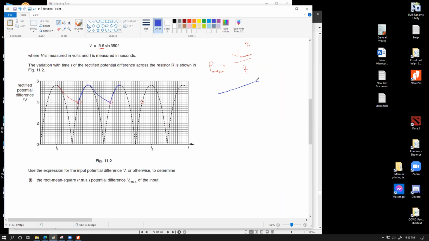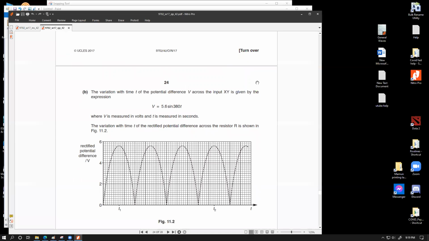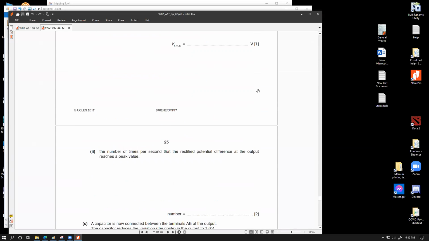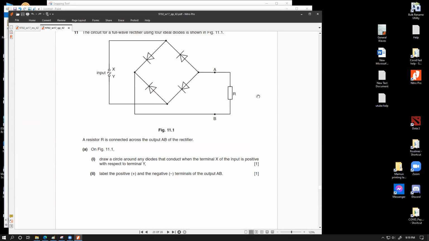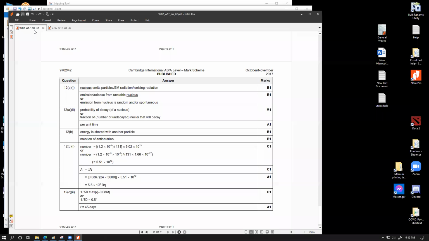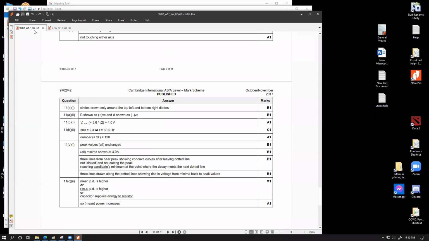And that's how I would write the answer, but I'll have a look at the mark scheme to see how they would appreciate this answer. This is 11C. It says mean PD is higher or RMS PD is higher, capacitor supplies energy to resistor, so mean power increases. So they didn't bother to write the equation, they just mentioned these two factors. This is the state part, this is the explanation part. So yeah, it works.